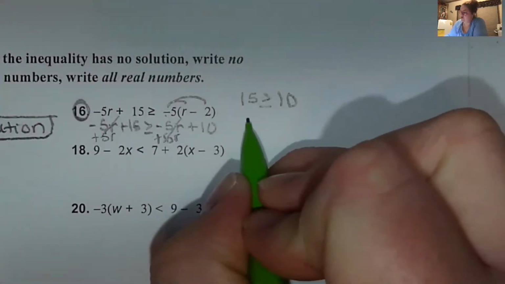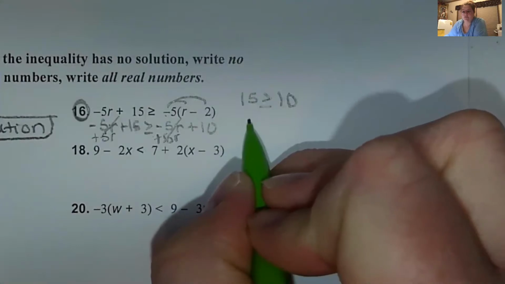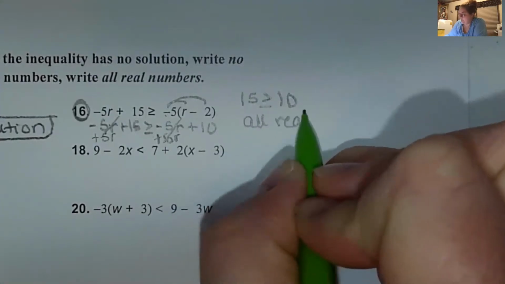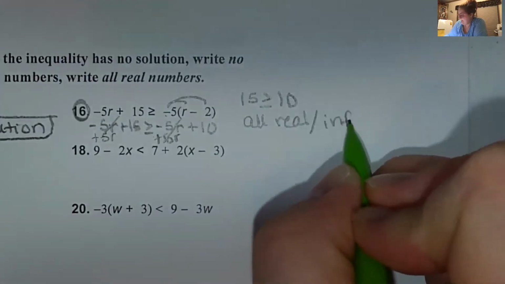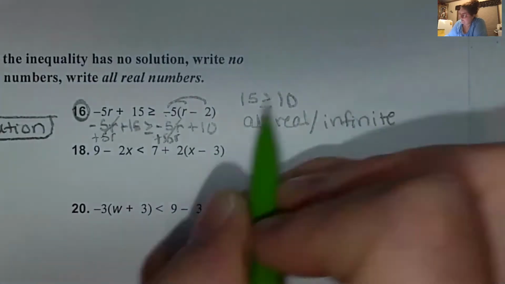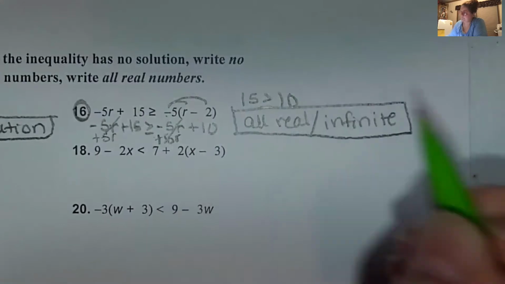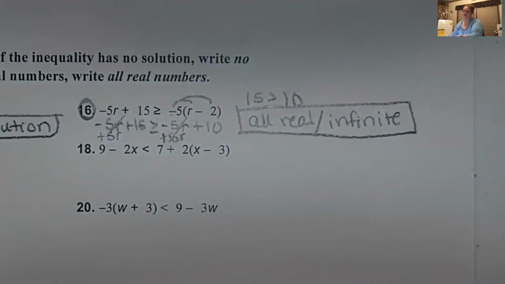So then if it's true and it makes sense and all my variables are gone, I'm going to put all real numbers or infinite. Either one will work for me. So one more time, variables gone, you have two options, either no solution or infinite, all real. If it makes sense, all real, infinite. If it doesn't, no solution.